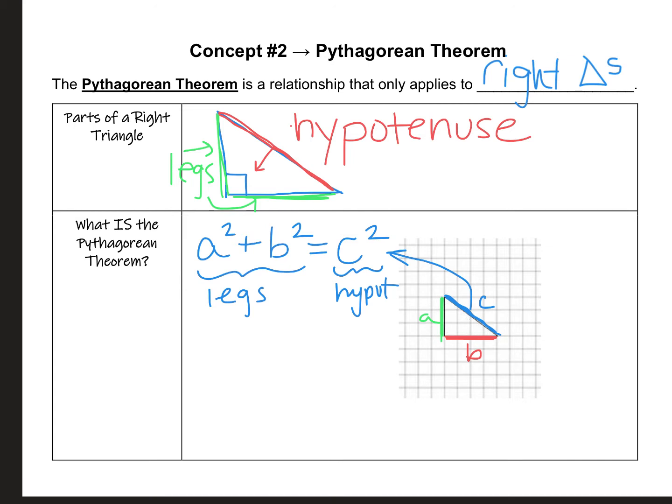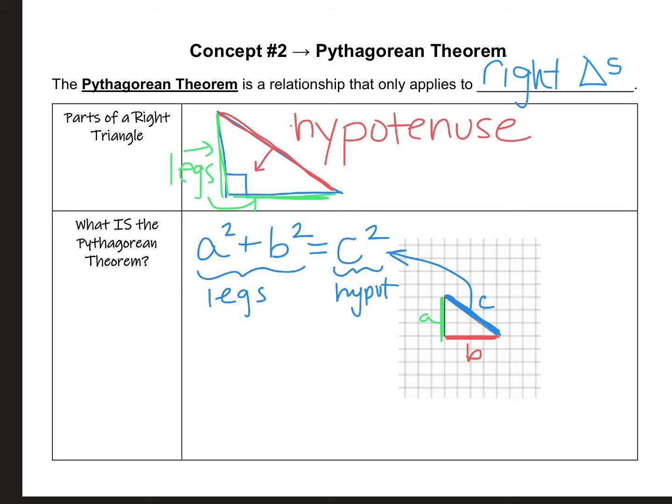Okay, so let's talk a little bit more about what this formula is actually saying. It's saying if you take this length, whatever this length is, in this case it's 3, but it could be anything, and you square that, and then you take this other length, in this case it's 4, but whatever it is, and you square that, and you add those two squares together, that answer will equal the square of the hypotenuse. So let's go ahead and plug these numbers in and kind of see what's happening here.